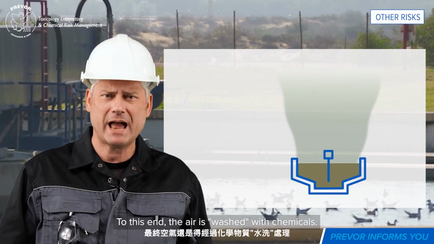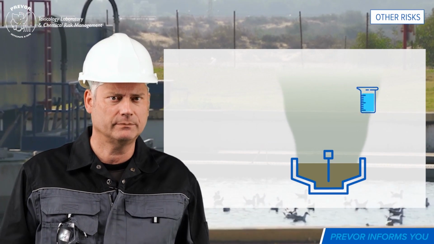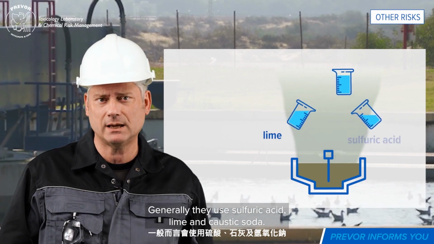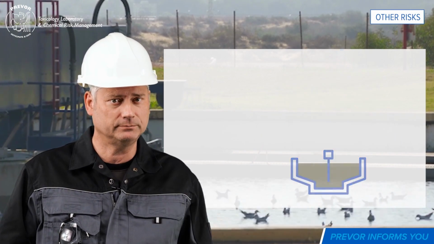Water treatment plants try to limit their impact as well as the nauseating odors. To this end, the air is washed with chemicals. Generally, they use sulfuric acid, lime, and caustic soda.